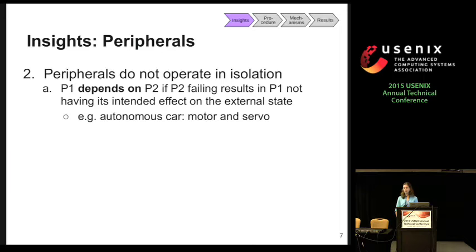Second, there are often dependencies between peripherals. For the purposes of this talk, I'll define a dependency as follows. A peripheral P1 depends on a peripheral P2 if P2 failing results in P1 not having its intended effect on the external state. So consider the example of an autonomous car that is using a motor and steering servo to drive. Imagine that the car is trying to execute a turn. However, the motor fails. The steering servo is still going to succeed in causing the car's wheels to rotate, but it's not actually going to succeed in executing the intended turn. And so in this application, we'd say that the steering servo depended on the motor.